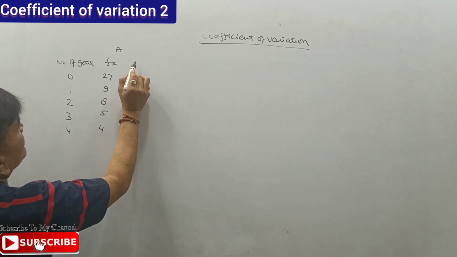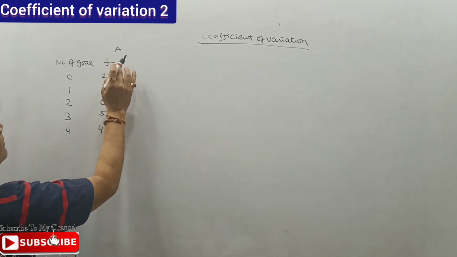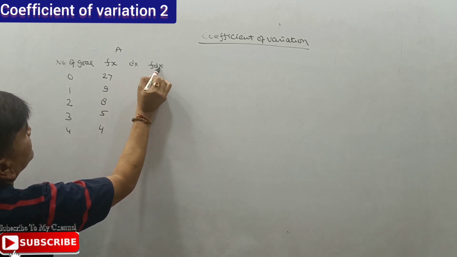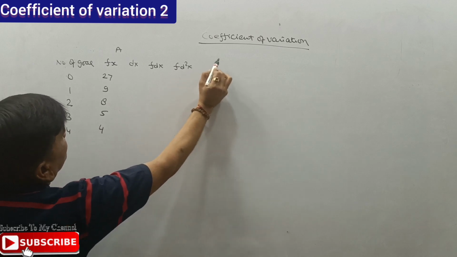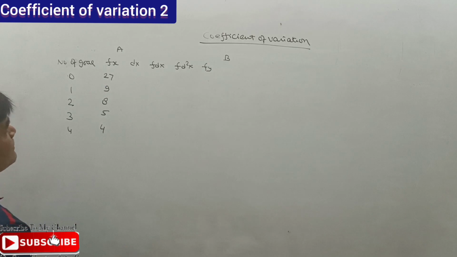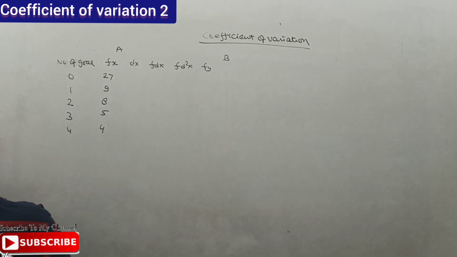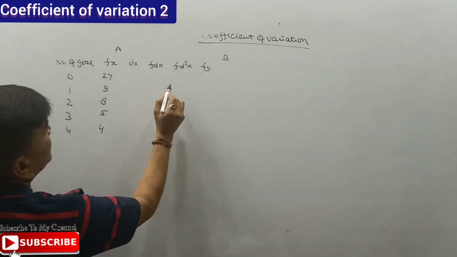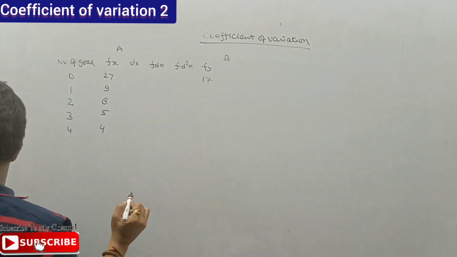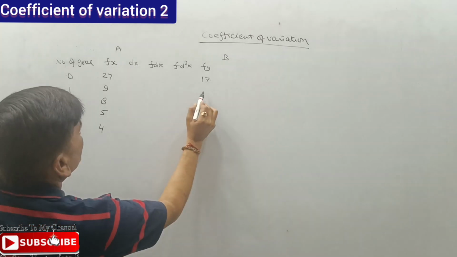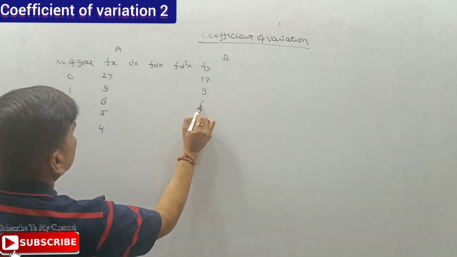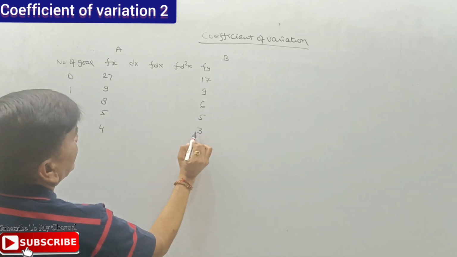So we have dx, f dx, f d square x. For B team, the frequency of y: B team scored 17 times 0 goal, 9 times 1 goal, 6, 5, 3.